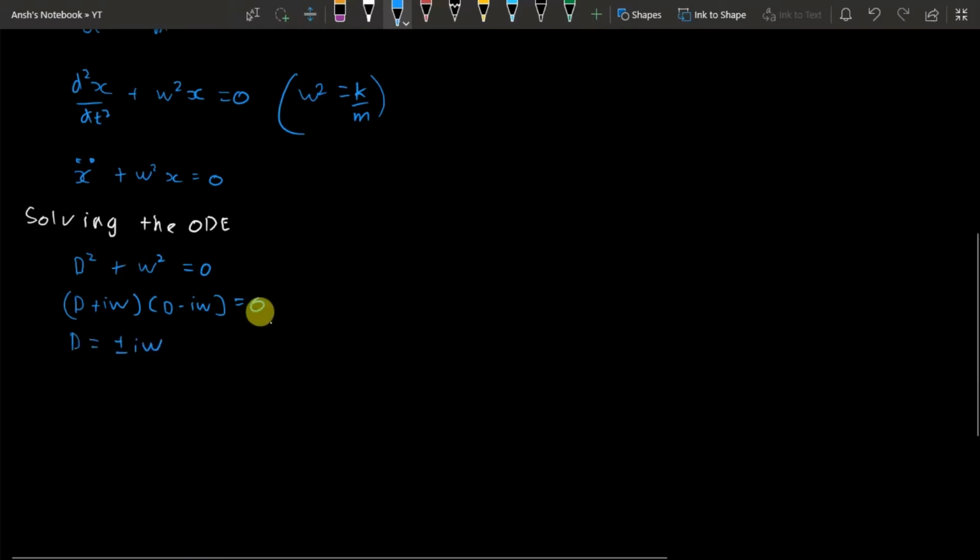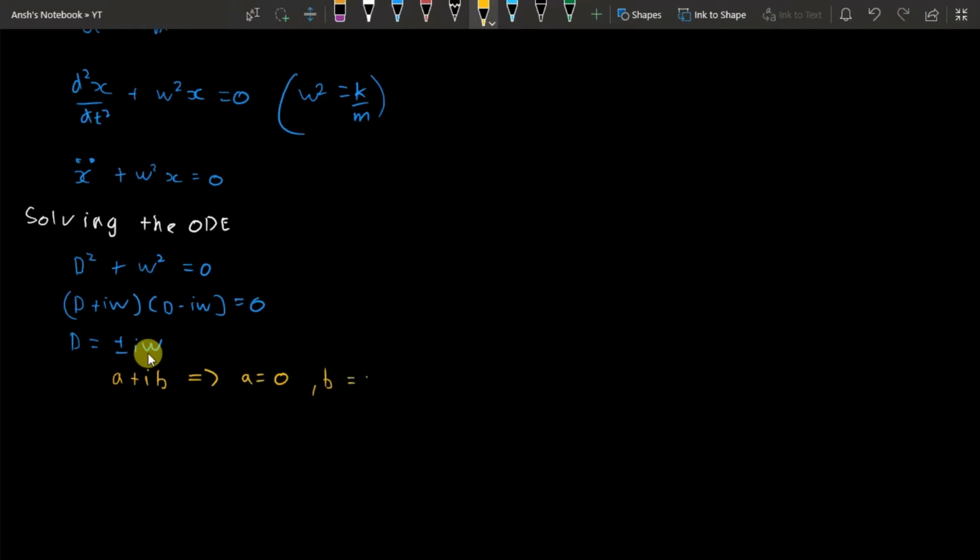So this ordinary differential equation is of the third type, where the roots of the equation are imaginary, and we know that when we compare it with the form a plus ib, this will give us a equal to 0 and b equal to omega. And we know the general form of the solution when the roots are imaginary and complex conjugates is of the form x is equal to e raised to at, times c1 cos bt plus c2 sin bt.